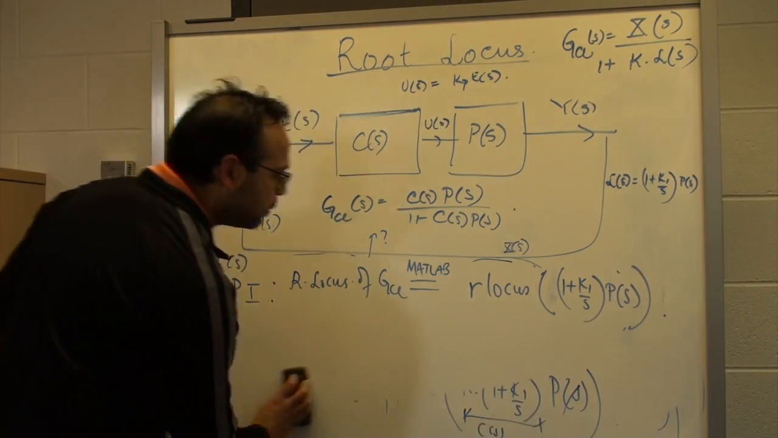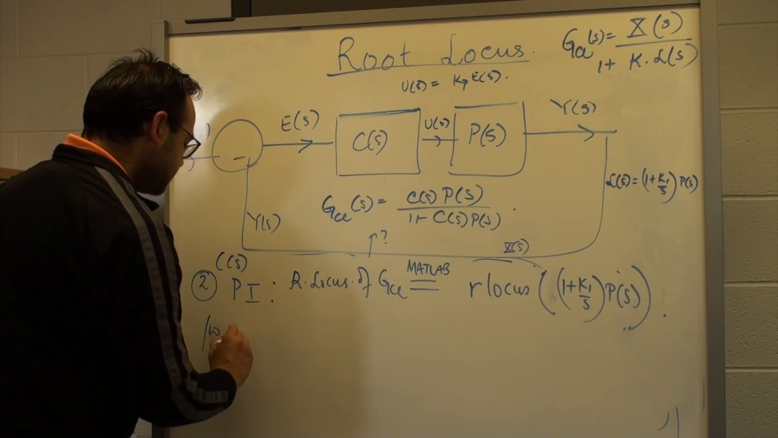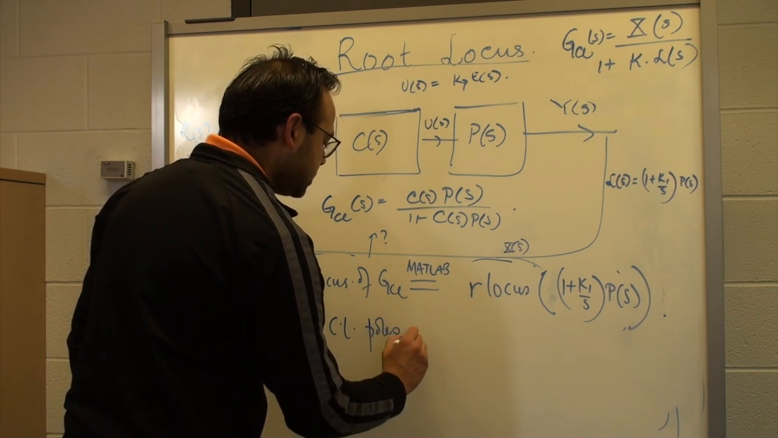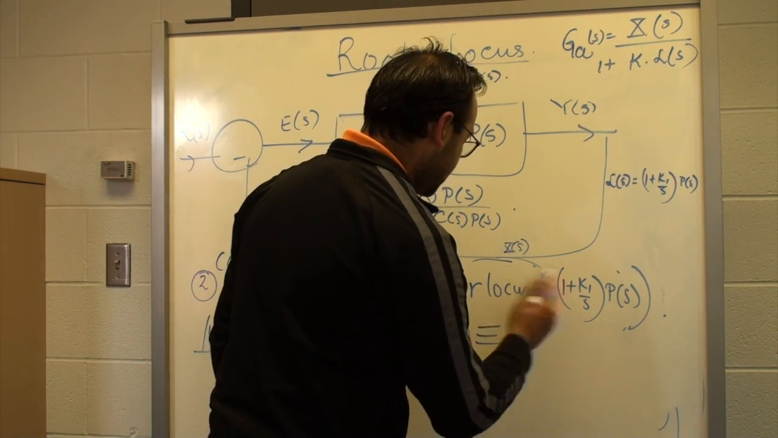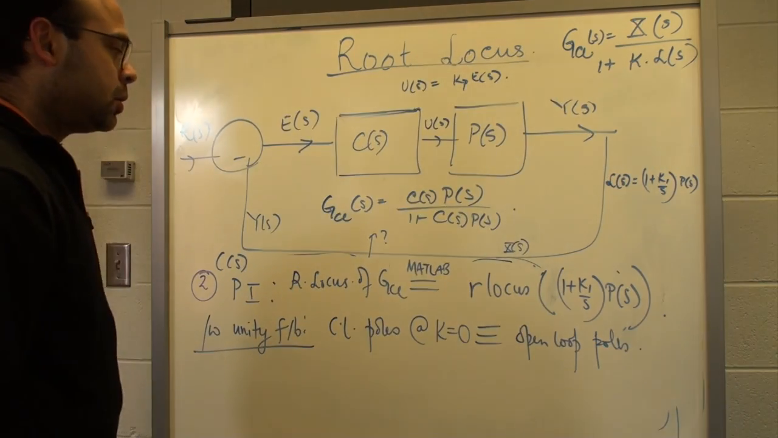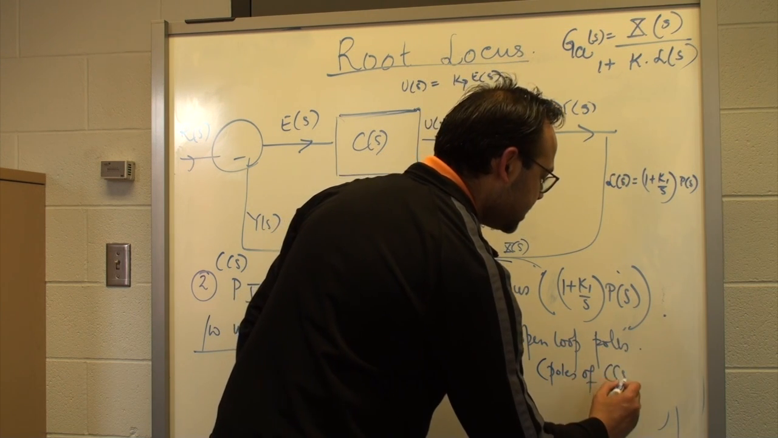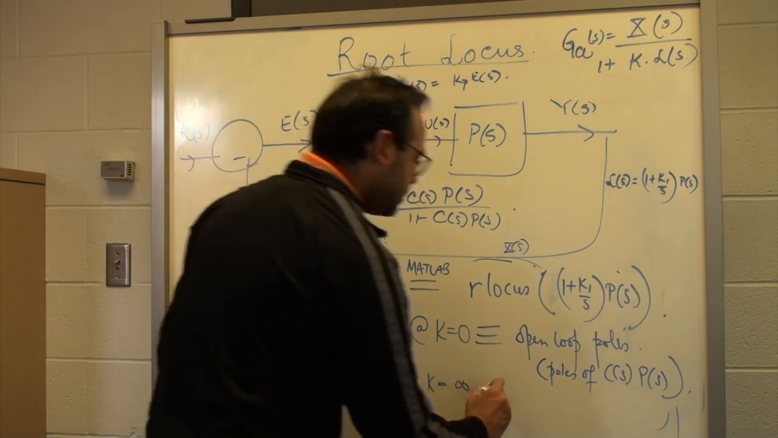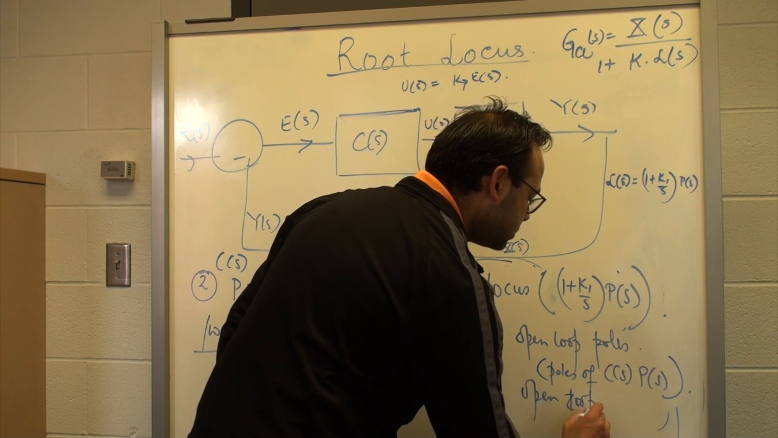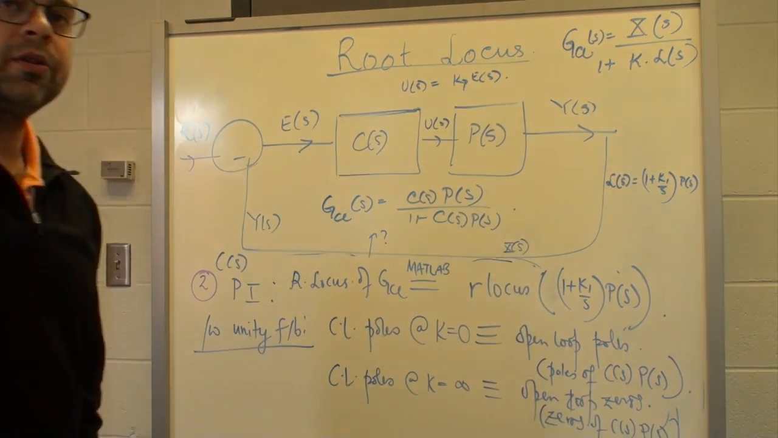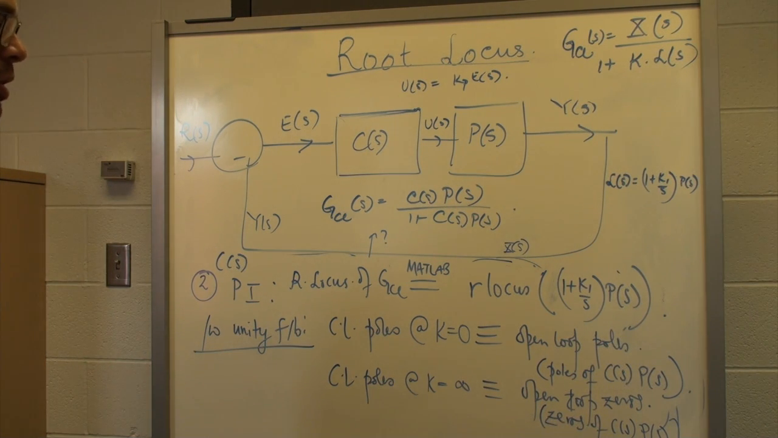So the conclusion here is a pretty big one. With unity feedback, closed loop poles at K equal to 0 are equivalent, or are placed at open loop poles. Right? Poles of C(S)P(S). And closed loop poles at K equal to infinity are placed at open loop zeros, i.e. zeros of C(S)P(S), or at infinity, right? Because the number of open loop poles will not match up, most likely, with the number of open loop zeros, so the remainder will go to infinity. That's a pretty important result.